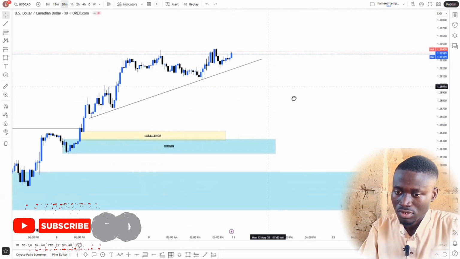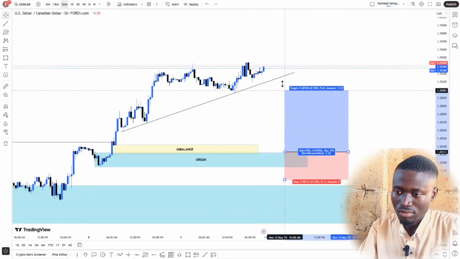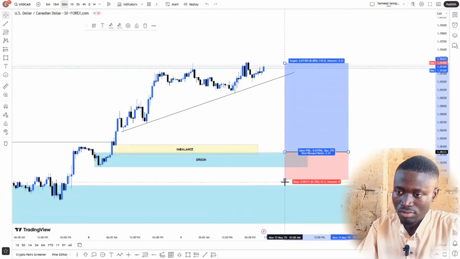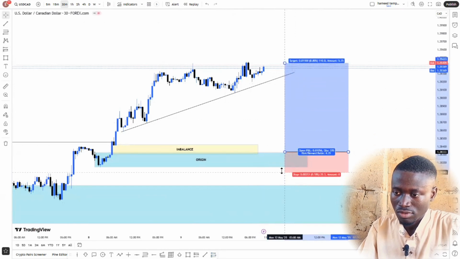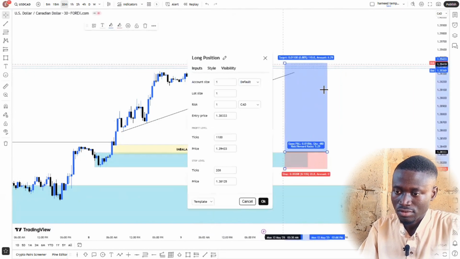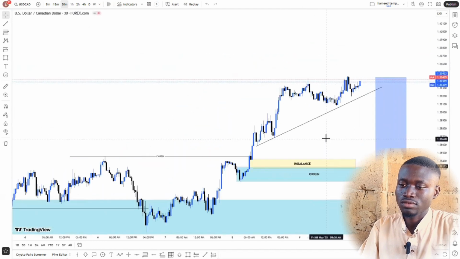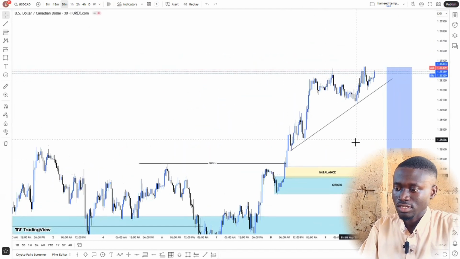So guys, I'm going to be expecting USD CAD to come here. We're expecting USD CAD to come here. So we're having 1:5. So this is my setup for USD CAD.